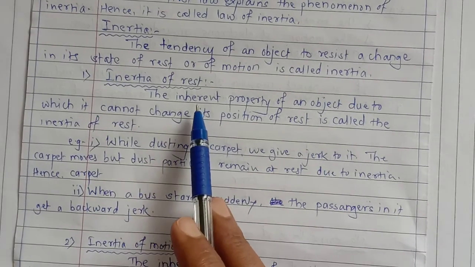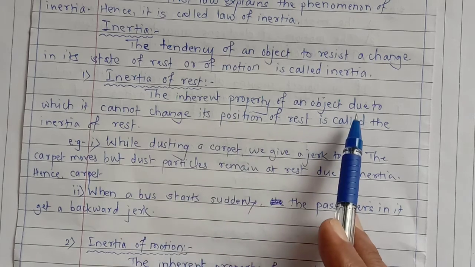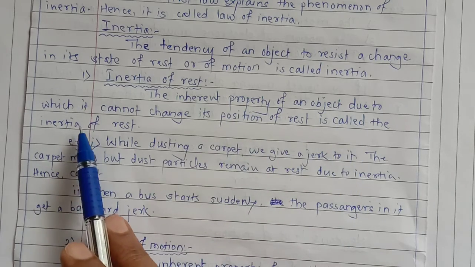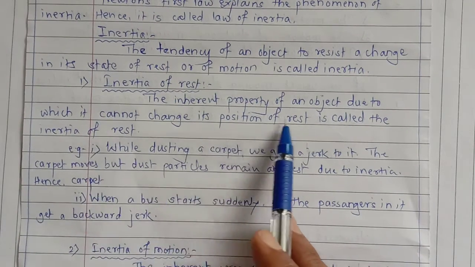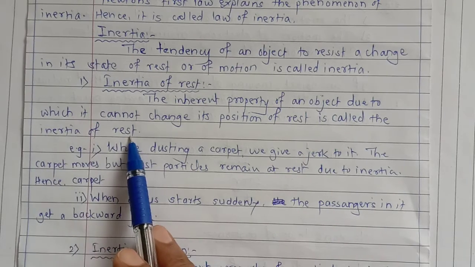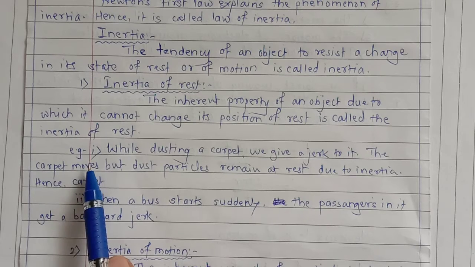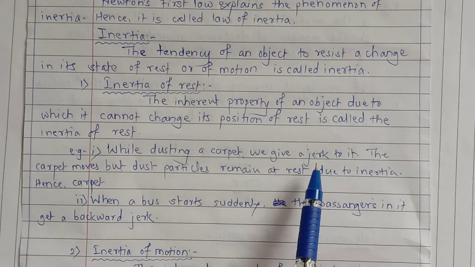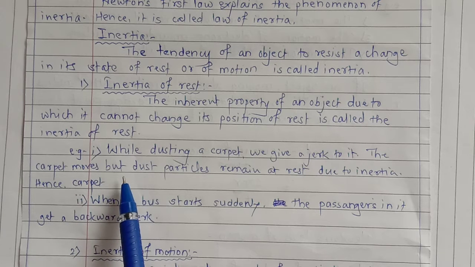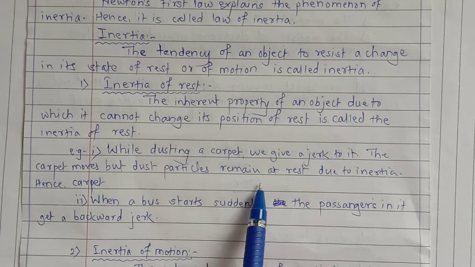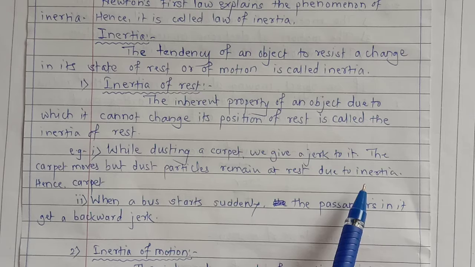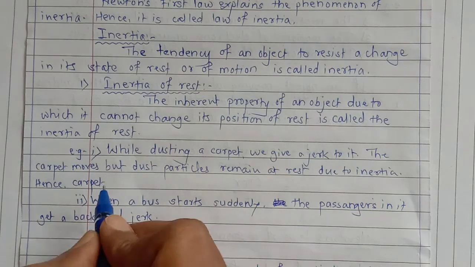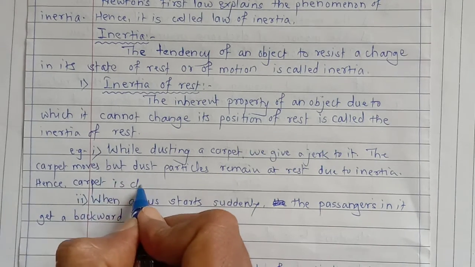The inherent property of an object due to which it cannot change its position of rest is called the inertia of rest. For example, while dusting a carpet, we give a jerk to it. The carpet moves, but dust particles remain at rest due to inertia, and hence the carpet is cleaned.